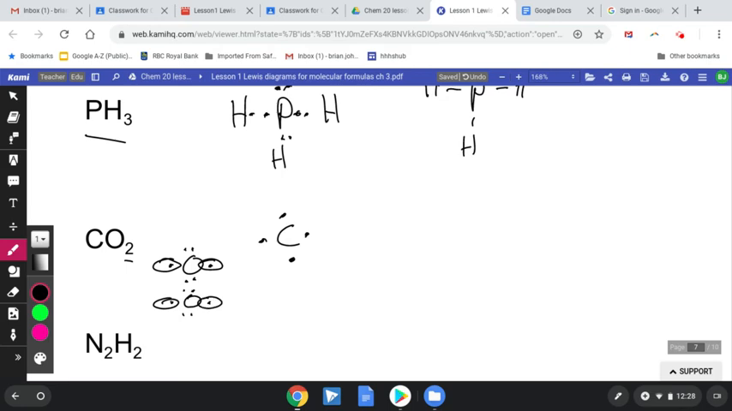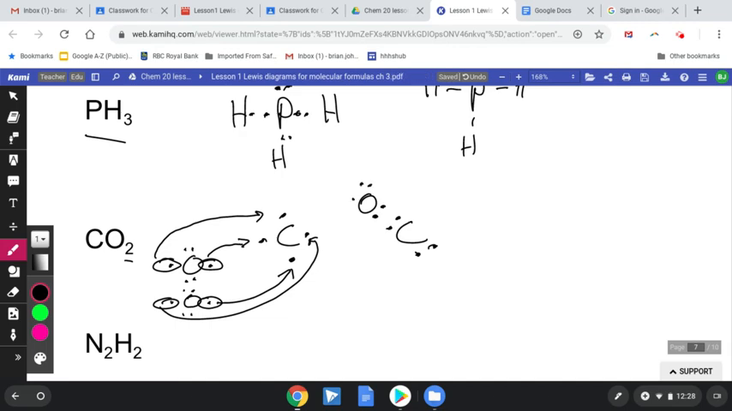And carbon has 4. So that means 2 of these can share with 2 of carbon's, and then the other 2 will share orbitals with those. So what's this going to look like? Oxygen will share its 2 bonding electrons with carbon's 2 bonding electrons, and then here's its 2 lone pairs. So a lone pair and a lone pair, and this is our double bond.